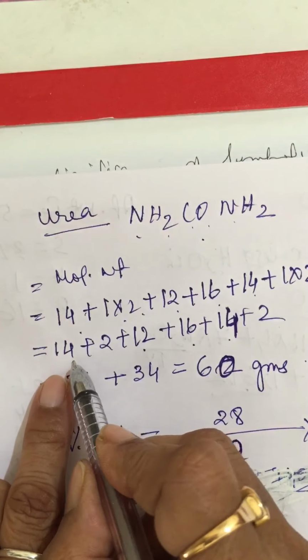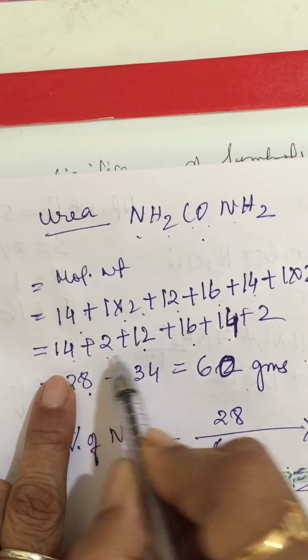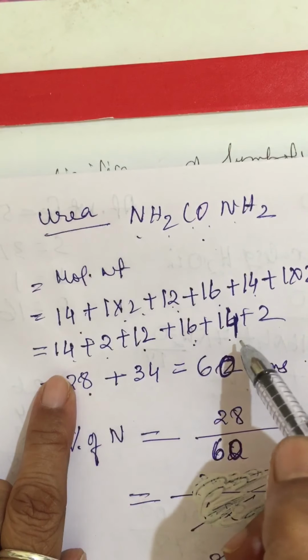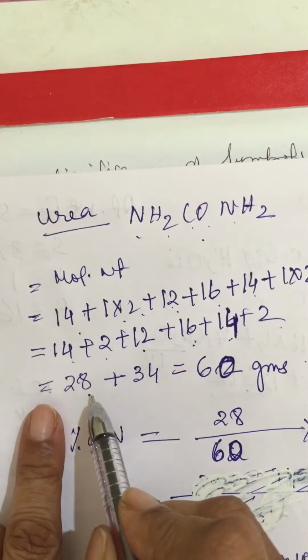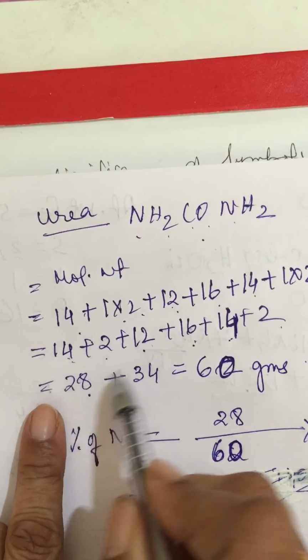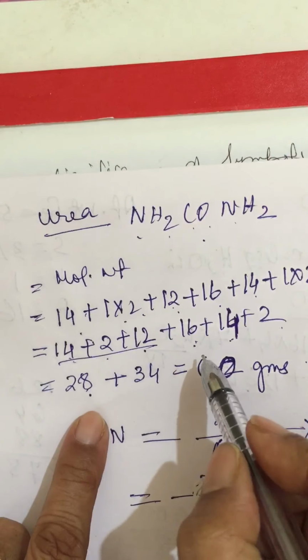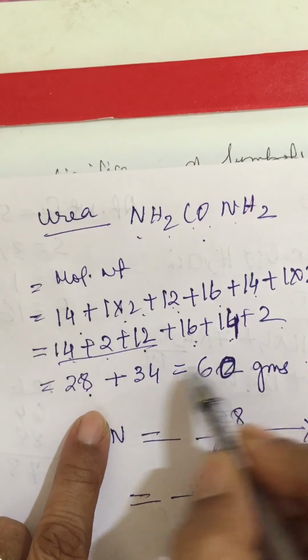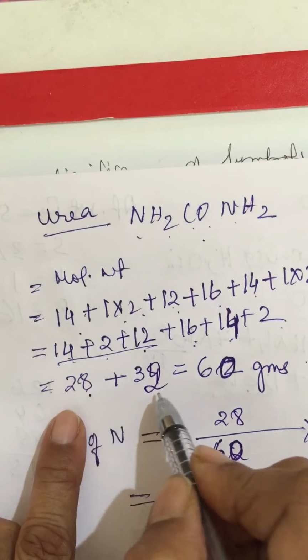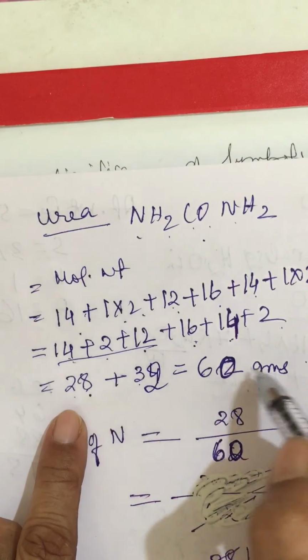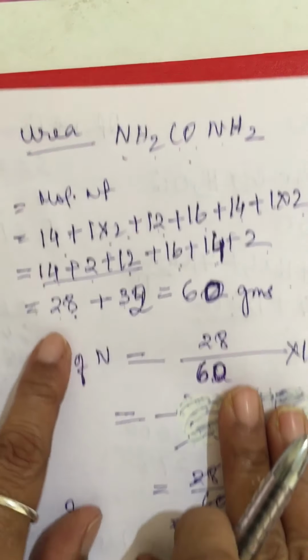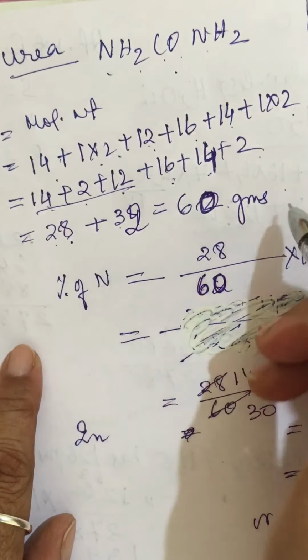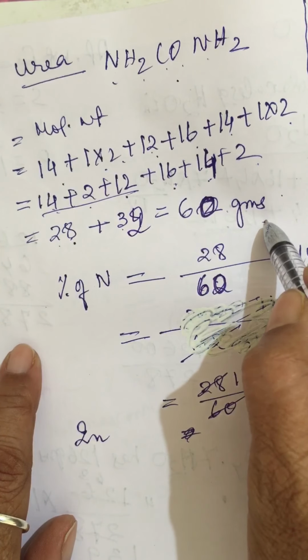So here we will write 14 plus 2 plus 12 plus 16 plus 14 plus 2. So this will be 14 plus 14, this will make 28, 16 plus 16 is 32. So here we will do 30, 40, 50, 60. So 60 grams is the molecular weight of urea.